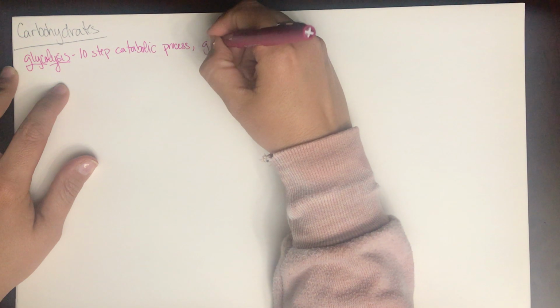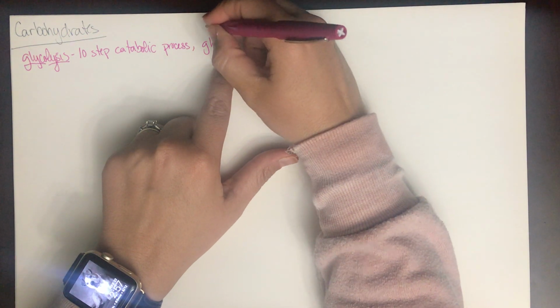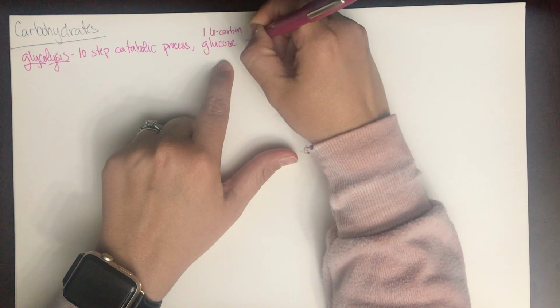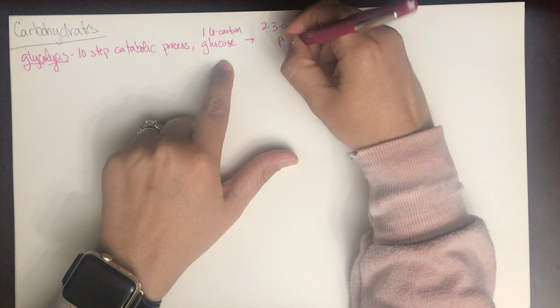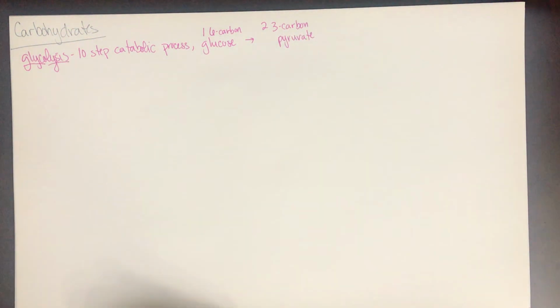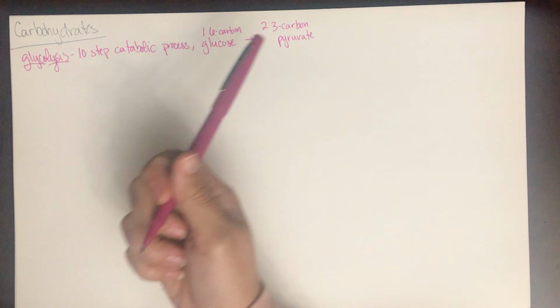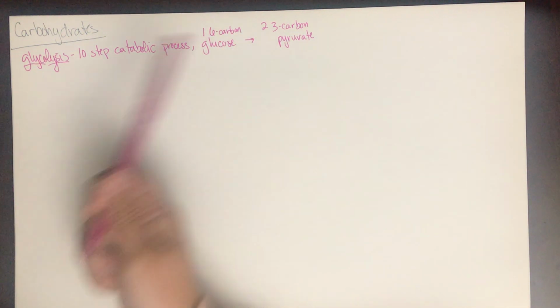And it breaks down one molecule of 6-carbon glucose into 2 3-carbon molecules called pyruvate. You'll also hear pyruvate called pyruvic acid sometimes. It just depends on the pH. It's the same thing. So this is a catabolic process because we're going from something that's bigger to 2 molecules of something that's smaller.